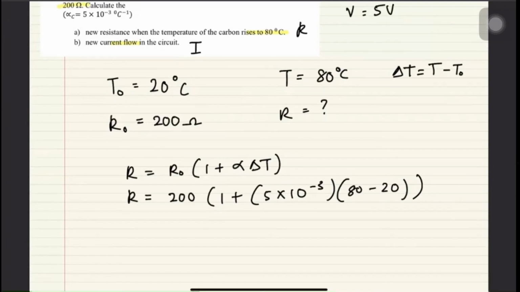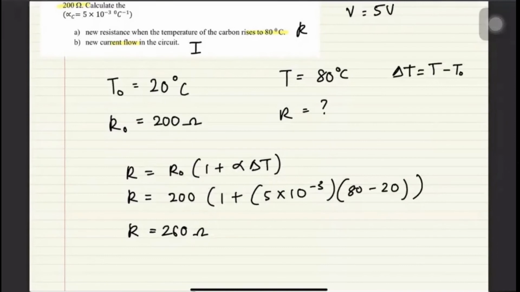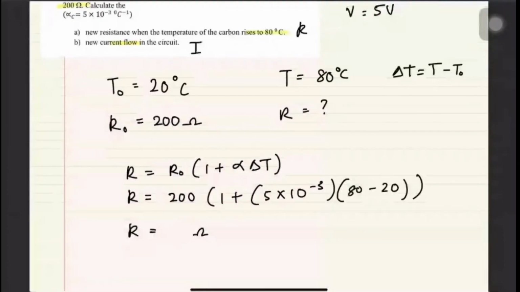260. Did you get the same answer with me? Yes. Okay, good. 260 ohm. So you can see that as the temperature is increased, the resistance also increases. So it makes sense. Question B, they ask for the new current flowing in the circuit.